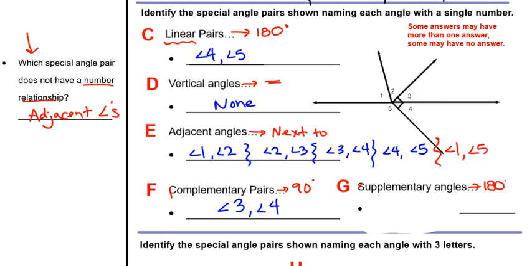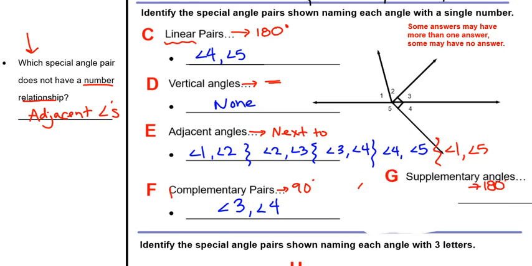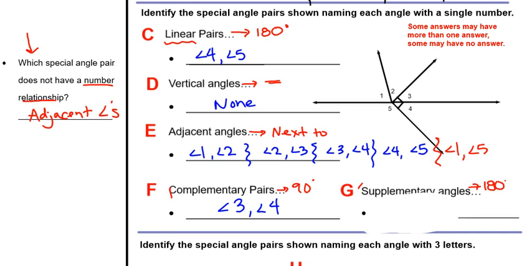And then the last one that we have on this set of problems are the supplementary angles. And the supplementary angles, remember, are the ones that add up to 180 degrees. I have two answers for that. I have angle 4 and angle 5, and they do make that straight line right there, so that makes sense. The other answer that I put here was angle 1, 2, 3.